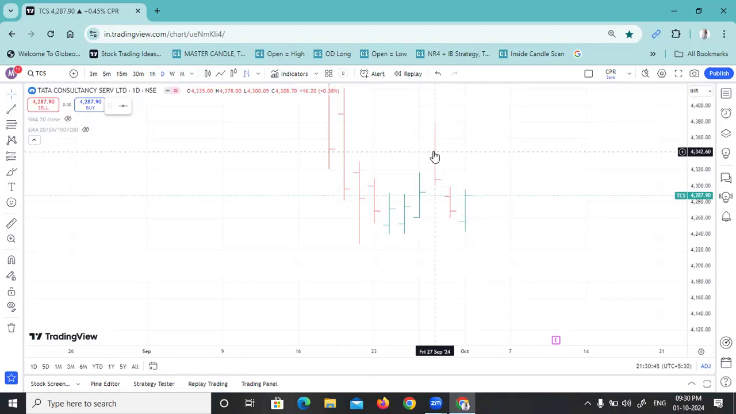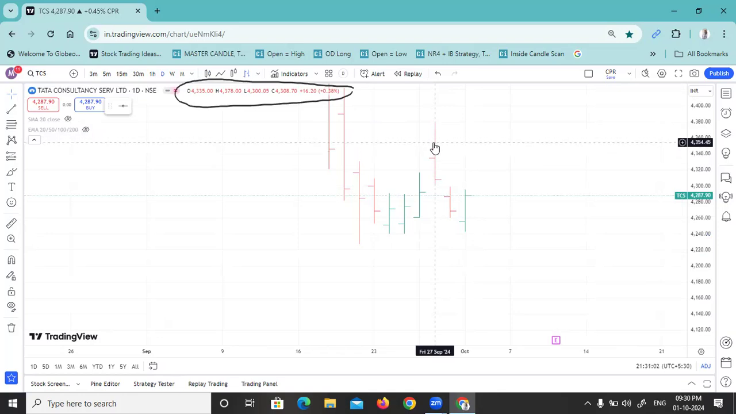And you can also read OHLC. From where you will read OHLC, I will highlight for you. Look here, you can read from here OHLC: open, high, low, and close. So this is the bar of 27th September. The date you can see at the bottom. On 27th September, price opened at 4335. And look at the closing. What is the closing price? Can anyone read what is the closing price?